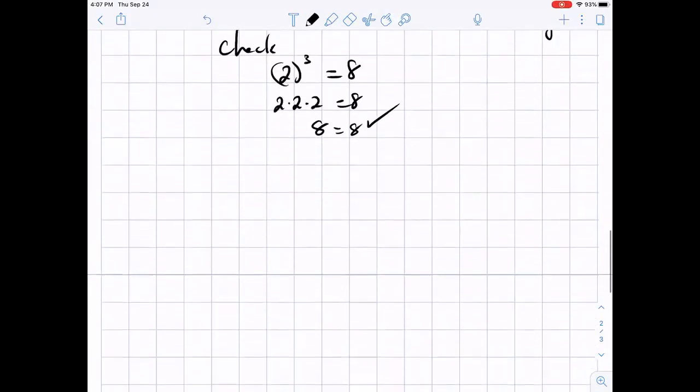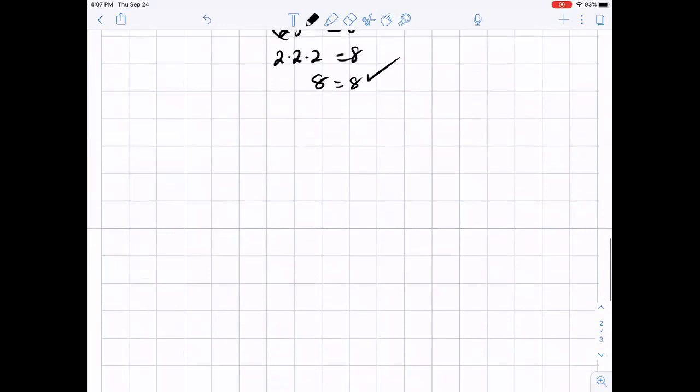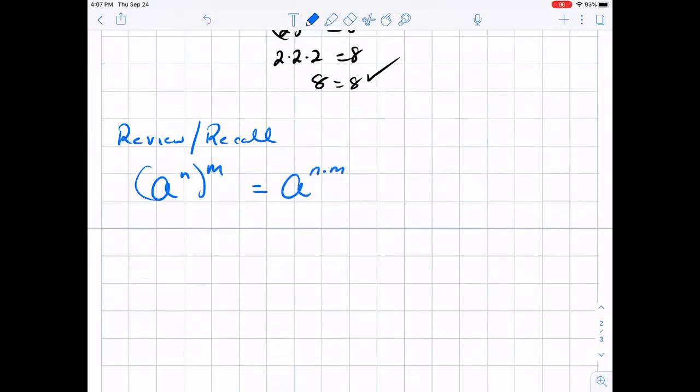So in general, 2 things to review or to recall. One of the properties, a to the n raised to the mth power, is the same as a to the n times m. Or we can say the same as a to the m times n. The order here doesn't matter because of multiplication. And I want you to really understand this, right?